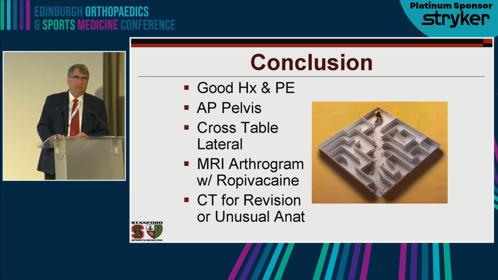So I think a good history and physical examination with a good AP pelvis and a cross-table lateral and an MR arthrogram with ropivacaine, I think you can get a complete workup on an individual. If they have some unusual anatomy or in a revision situation, I think a CT scan can be beneficial.